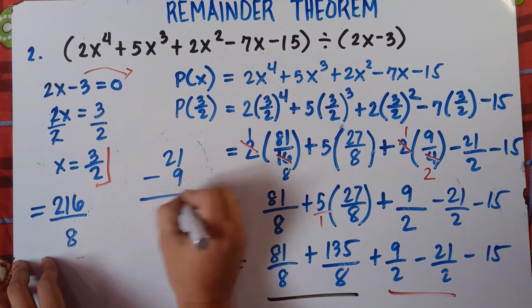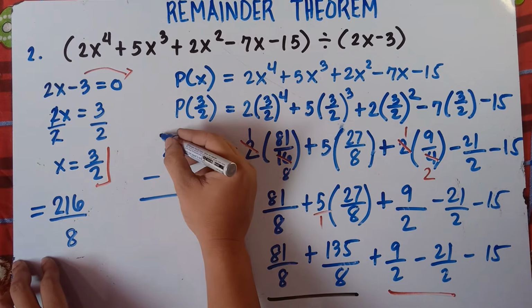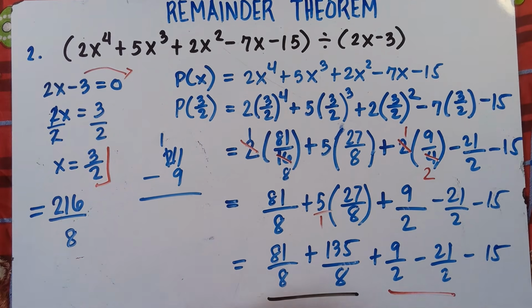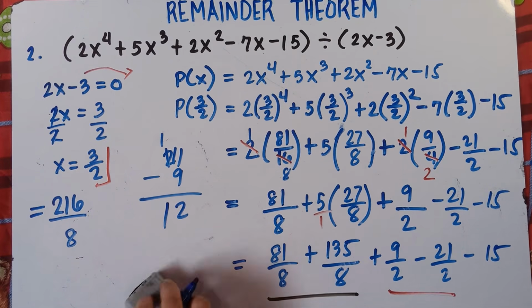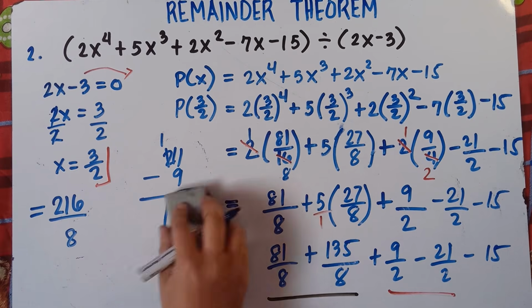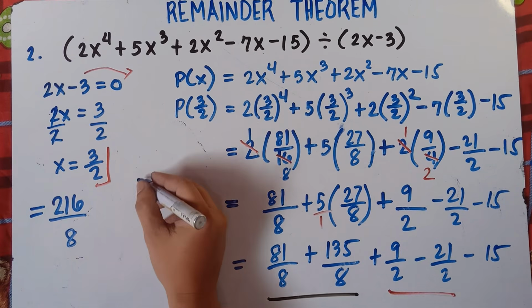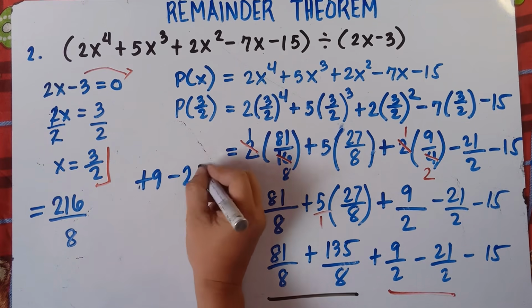21 minus 9. Once again, borrow 1. This is 11. So 11 minus 9 is 2. Then 1. So 21 minus 9 is 12. So once again, positive 9 minus 21.